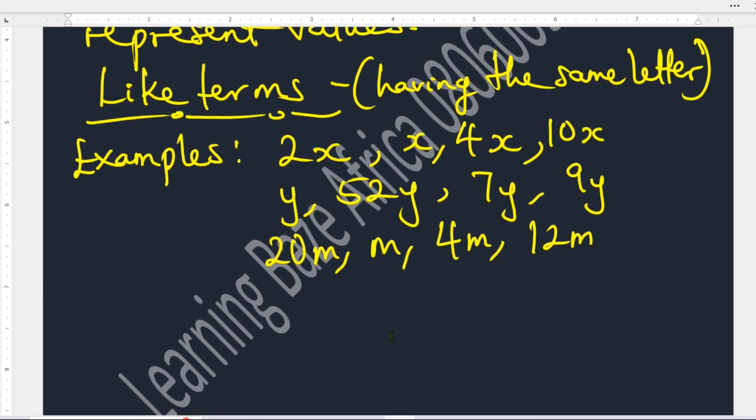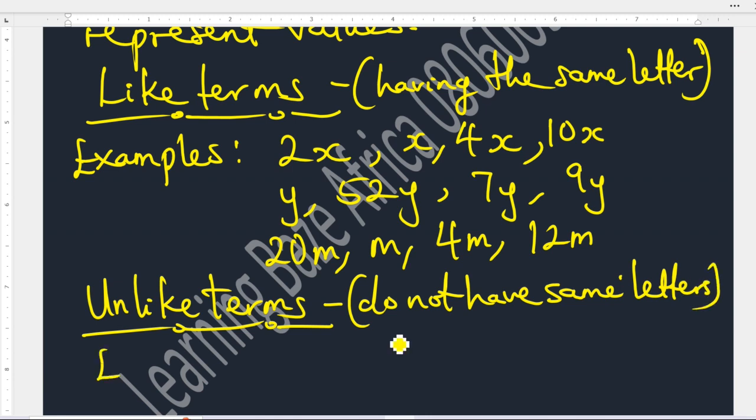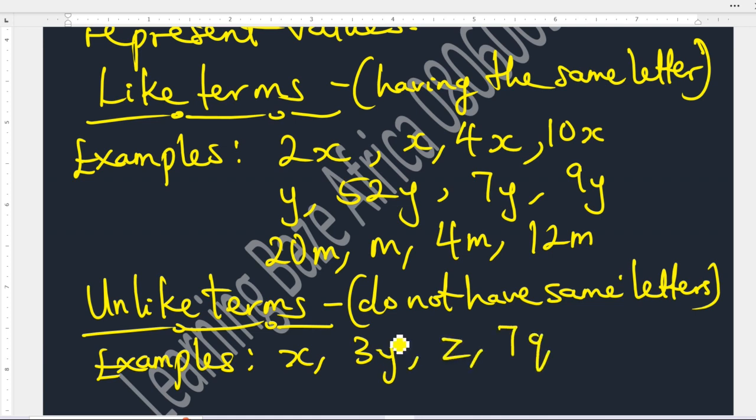Then we have what we call unlike terms. Unlike terms are terms that do not have the same letters or symbols. Look at examples of unlike terms: x, 3y, z, 7q. You can see that they all have different letters. When they have different letters, we call them unlike terms. When they have the same letters, we call them like terms.